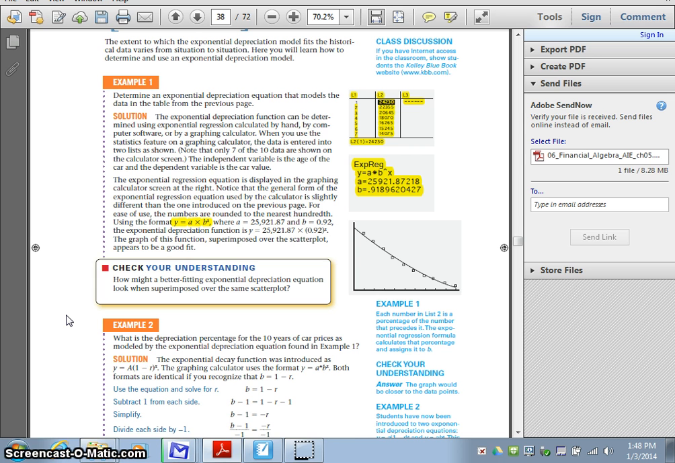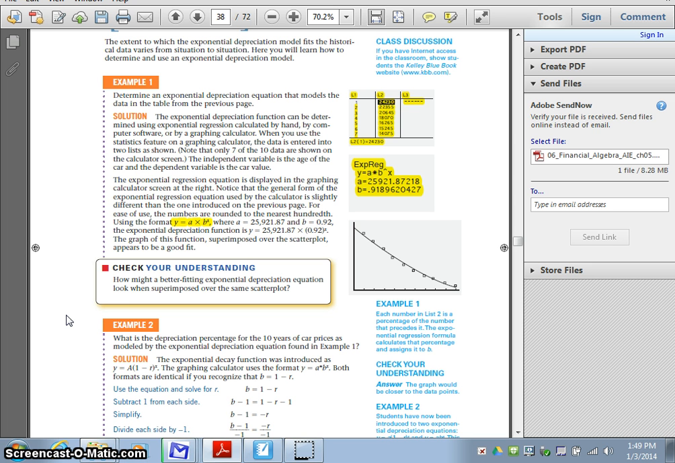Now we're going to have to do this a little differently because a lot of graphing goes into this, and I want to really emphasize how to get these particular values. So I've got the text up here, and we're just going to review it for the first example, and then as we get into it, we'll go back to the method that we normally use. So it says here, for example 1, determine an exponential depreciation equation that models the data in the table from the previous page. In order to solve for this, it says the exponential depreciation function can be determined by the exponential regression calculated by hand, by computer software, or a graphing calculator.